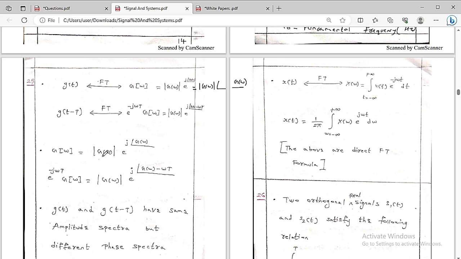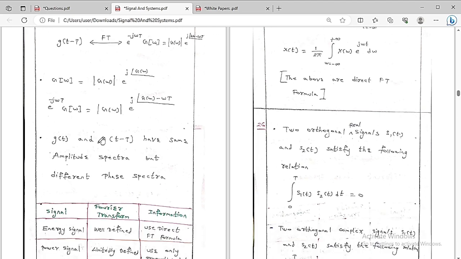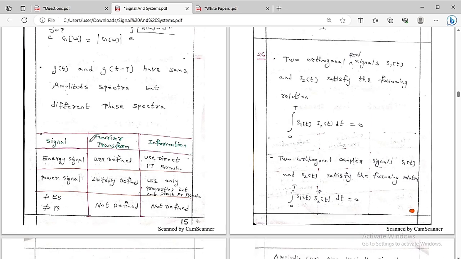So you can see both of these have the same amplitude spectrum, but the phase spectrums are different. G of t and g of t minus capital T have the same amplitude spectrum but different phase spectrum. Now we will discuss some information regarding the signal and its Fourier transform.